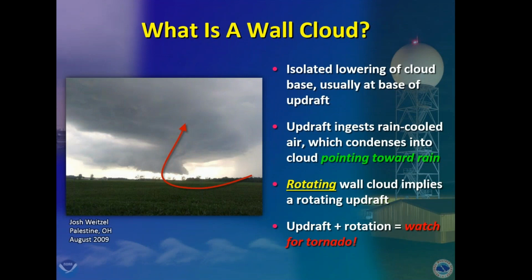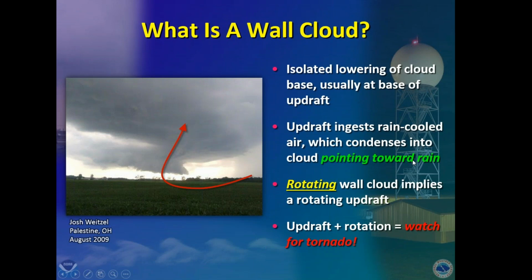Okay, so with that said, we will talk about the wall cloud. And whereas the straight line wind goes to a shelf cloud with respect to what's bringing that damage, the tornado is going to be coming from the wall cloud. The wall cloud is an isolated lowering of the cloud base. That's going to be at the base of the updraft. So when the updraft is ingesting that rain-cooled air that's coming out of our thunderstorm, that's going to basically be inflow for our thunderstorms.